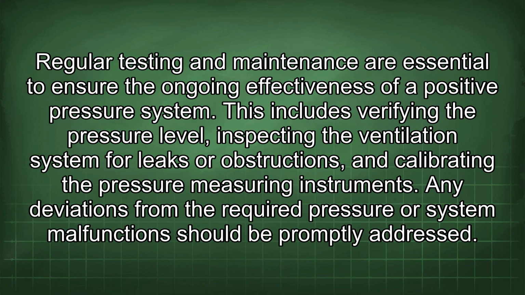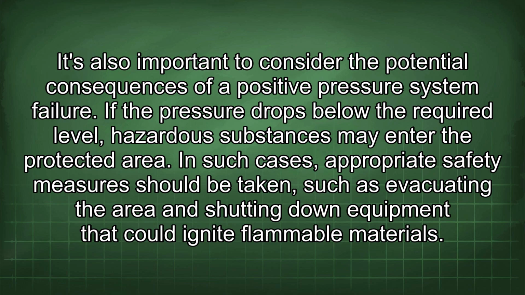Regular testing and maintenance are essential to ensure the ongoing effectiveness of a positive pressure system. This includes verifying the pressure level, inspecting the ventilation system for leaks or obstructions, and calibrating the pressure measuring instruments. Any deviations from the required pressure or system malfunction should be promptly addressed. It's also important to consider the potential consequences of a positive pressure system failure. If the pressure drops below the required level, hazardous substances may enter the protected area.